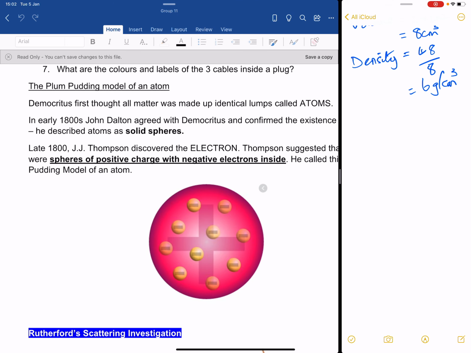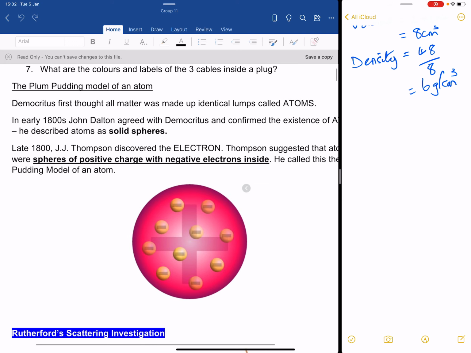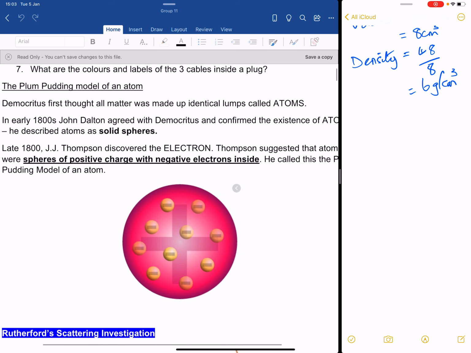Okay. Moving on to the actual topic then. It was Democritus that first came up with the idea, thousands of years ago, that everything was made up of tiny particles that cannot be split anymore, called atoms. And then in the early 1800s, John Dalton agreed with Democritus and confirmed the existence of atoms, and he described them as solid spheres. It was in the late 1800s that J.J. Thomson then discovered the electron, and he put forward his model of what an atom looks like, and he called it the plum pudding model.